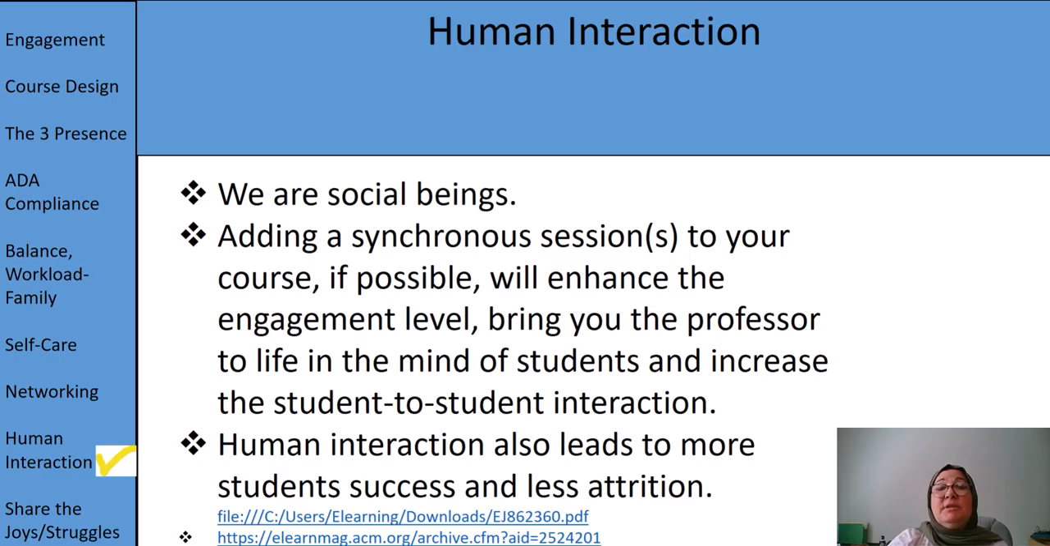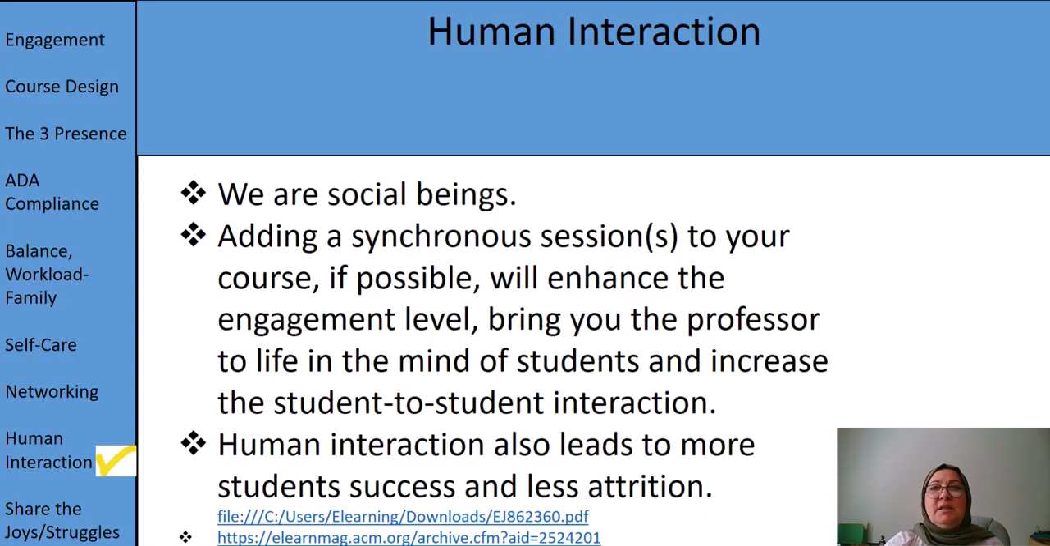So add a synchronous session. If you don't have a weekly synchronous session, that's okay. Before a major test, before a major assignment, hold an hour where students can come in and ask questions. For me that worked, where students have to send the question in advance, that makes them listen to the material, understand it, and then only have what they didn't understand.